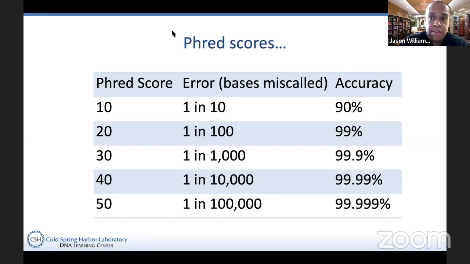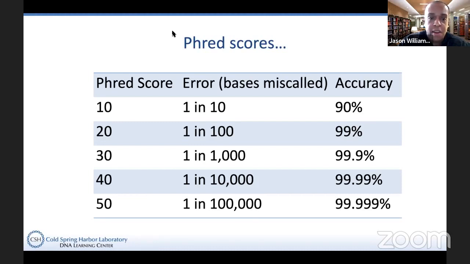Now that may not sound so bad, right? 99%, right? If you came home with a 99% on a test, I'd be happy about that. But actually, when you think about DNA sequencing, we actually need to do a little bit better, especially if you consider that the genomes of many organisms are millions or even billions of base pairs long.